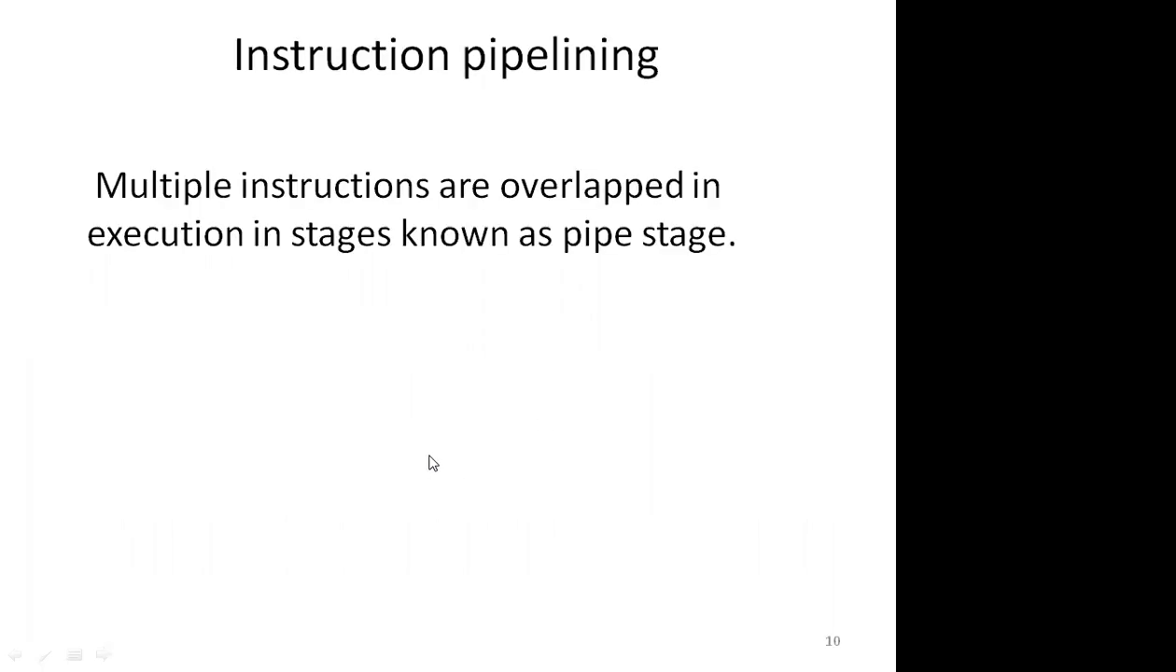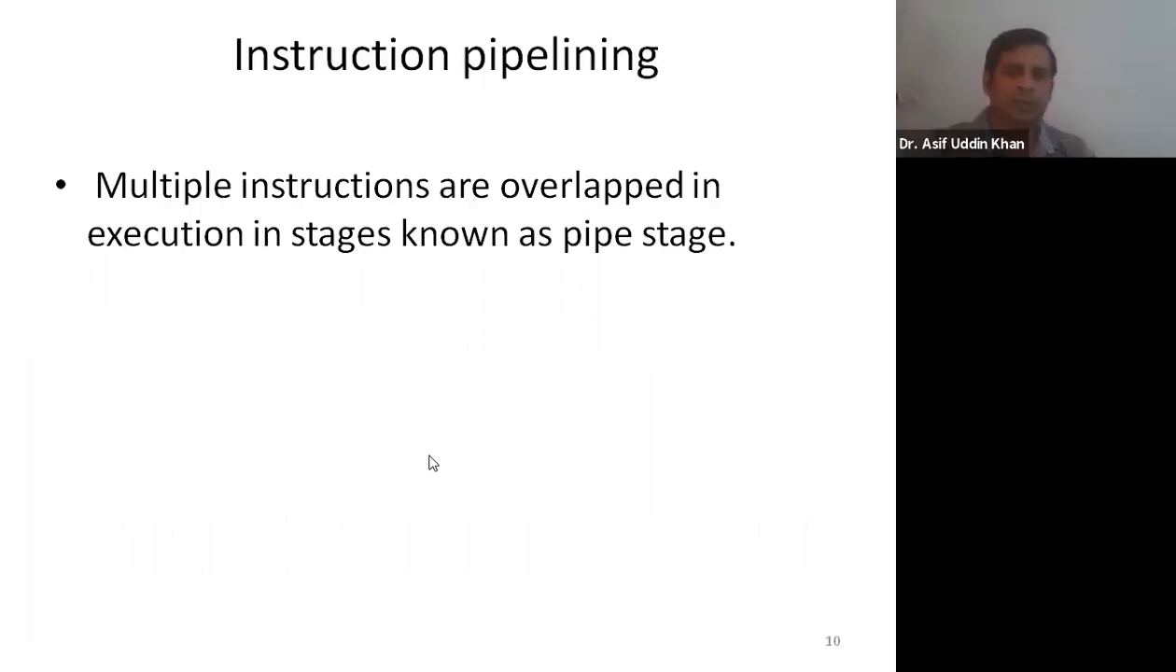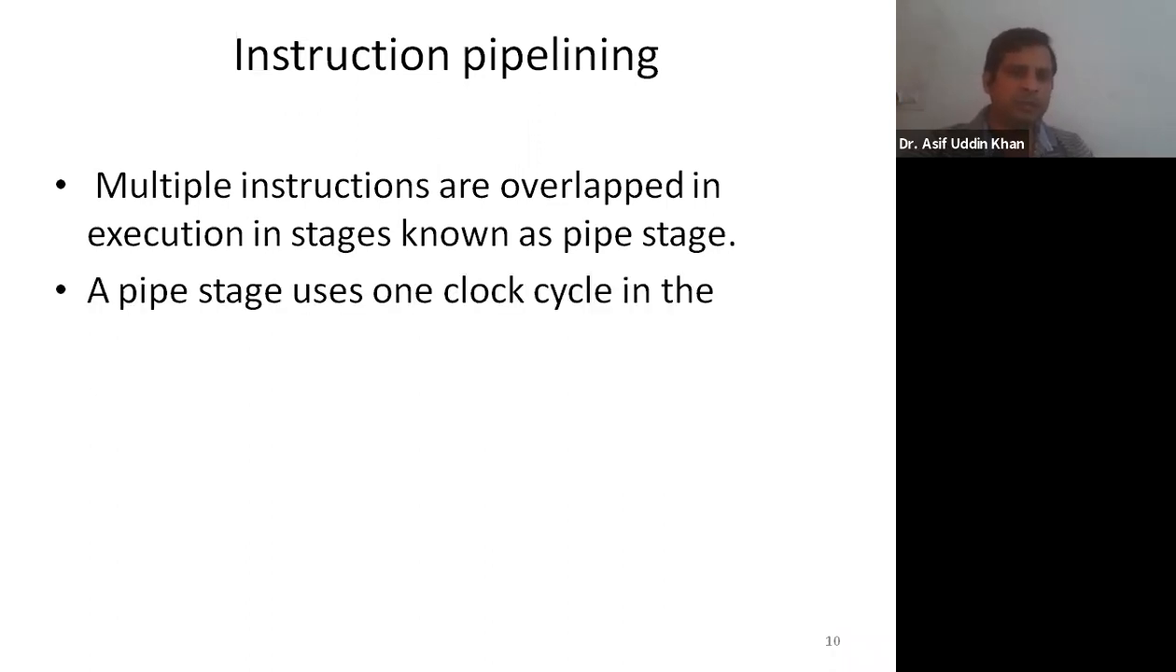Okay. So I told you that there are two types of pipeline. One is your instruction pipeline. The other one is arithmetic pipeline. Instruction pipeline is where multiple instructions are overlapped in execution, in different stages. All these stages are known as pipes or pipe stages, and a pipe stage uses one clock cycle in the pipeline.